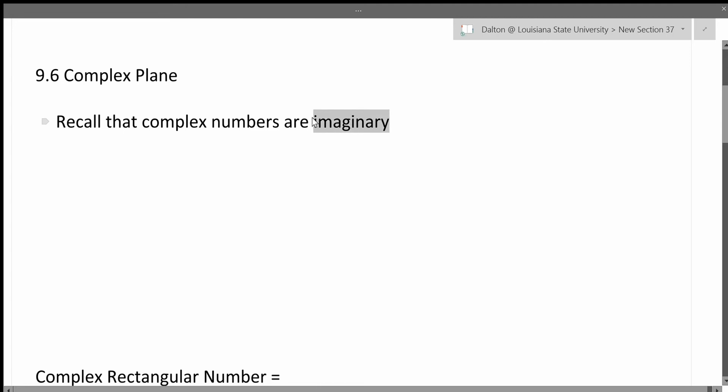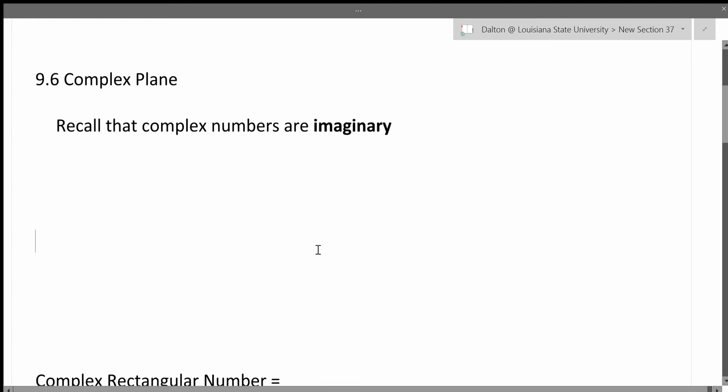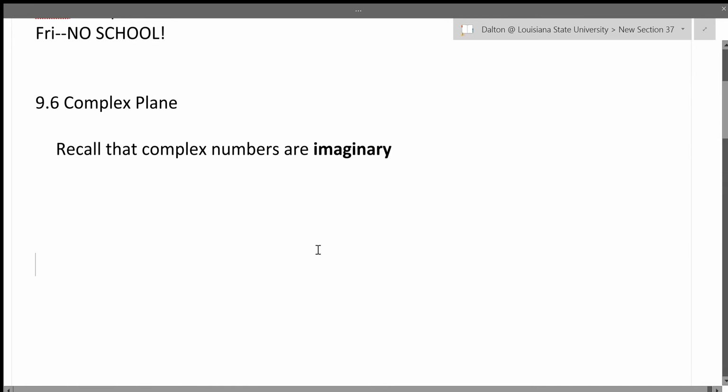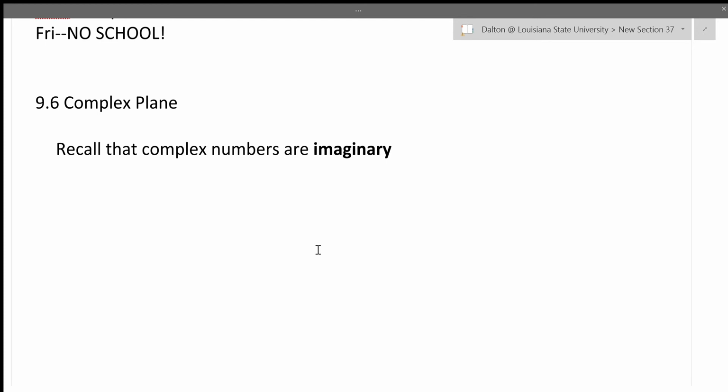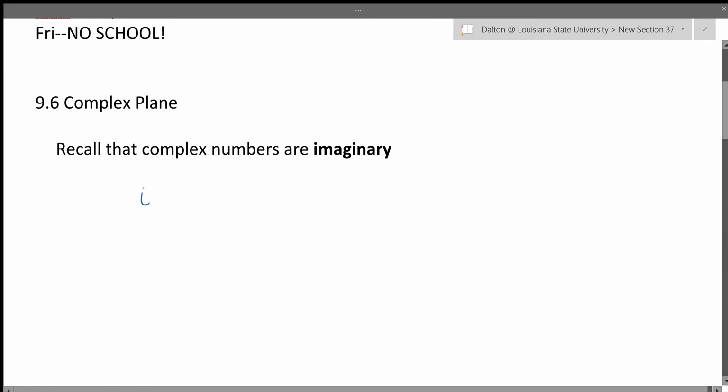Okay, imaginary numbers. Now, imaginary does not mean that you can't see it, nor does it mean that it doesn't exist. What is the definition of an imaginary number? So if we use i to denote an imaginary number, what is its definition?